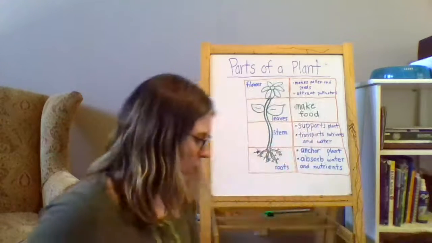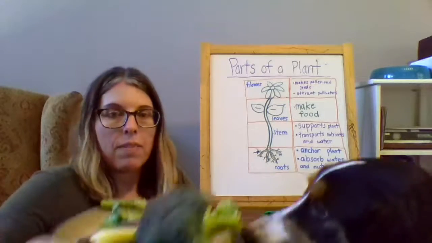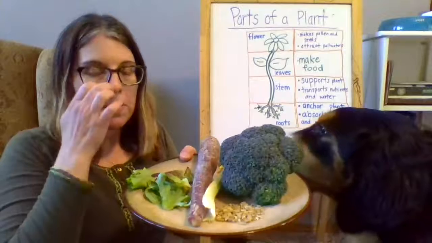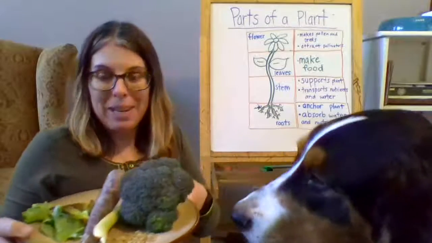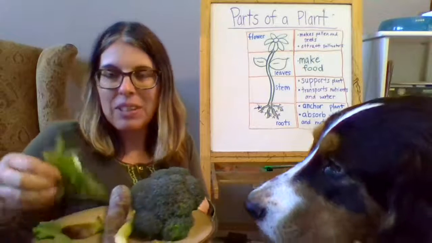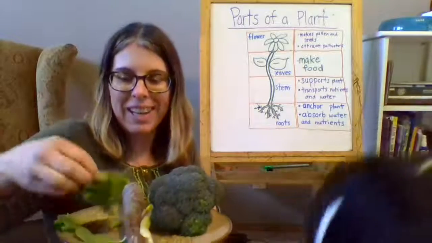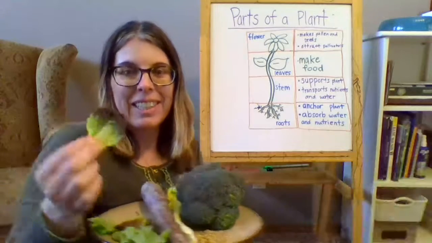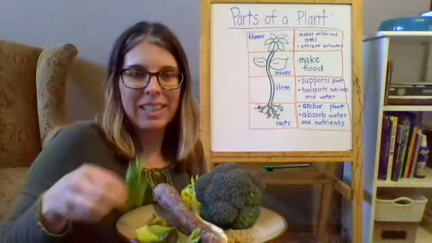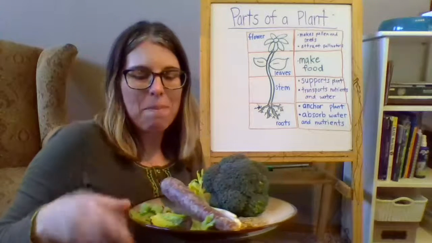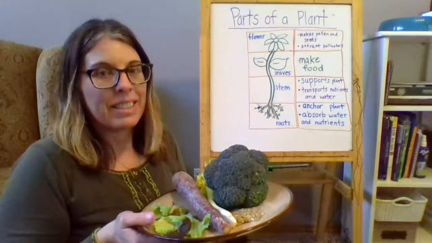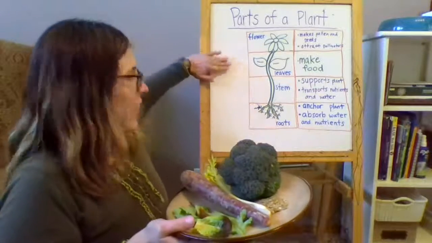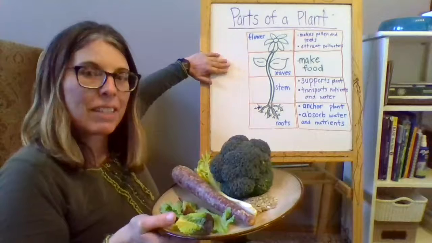I'm going to show you a collection of food that I have. And these are all different parts of plants. Let's look at these and see if you can guess what part of the plant it is. So first I'm going to show you, this is different kinds of lettuce. Delicious. Okay, what part of a plant do you think that the lettuce is? Did you guess leaves? Yeah, that's the leaves of a lettuce plant.